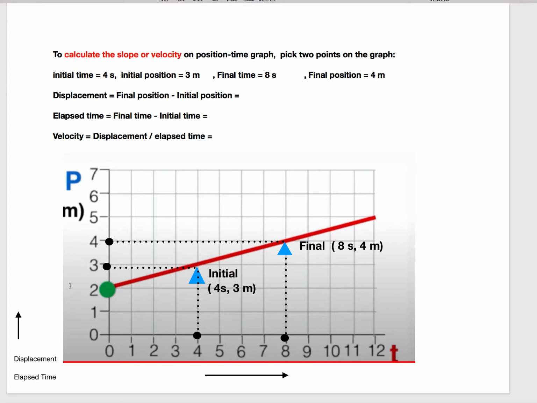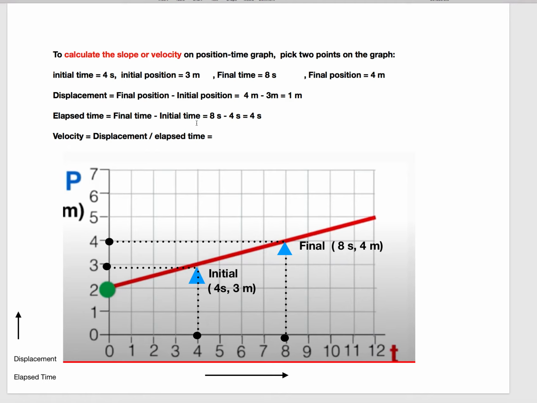Alright, and then the displacement is usually final position minus initial position. So I put these by their values. The final position is 4 meters minus initial position 3 meters. So that would be 1 meter. And then for the time, I put my final, which is 8 seconds, minus initial, which is 4 seconds. And that will be 4 seconds.